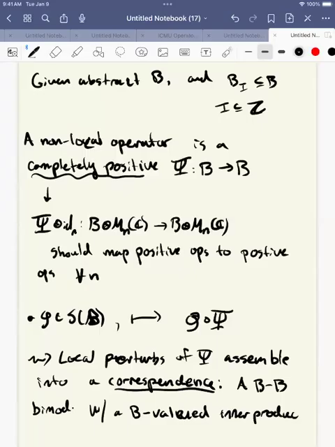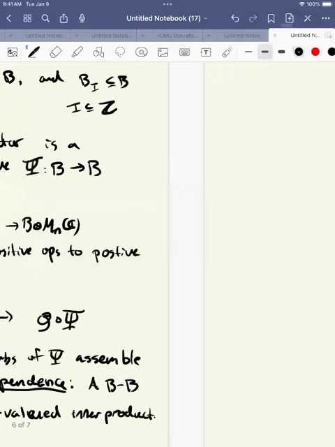Okay. So what I'm going to do is take a non-local operator described by one of these CP maps, and then build one of these BB bimodules with the B-valued inner product. And you should think of this as a glomming together, like a sector of non-local operators. Okay, that's the basic idea here. So what do we do?